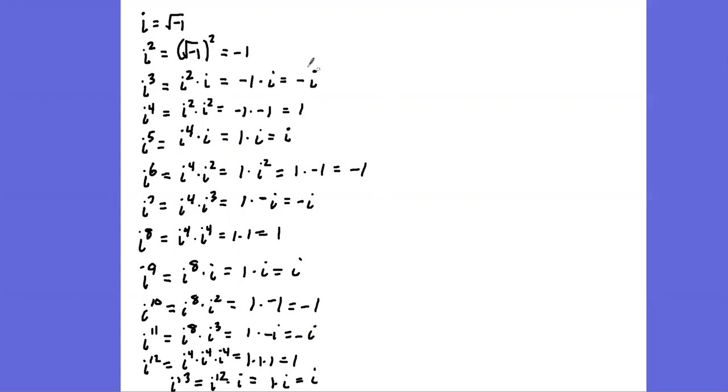So if the pattern didn't jump out at you here, let's make it very clear. Our first one was i. i squared was -1. i to the third was -i. i to the fourth was 1. i to the fifth was i. i to the sixth was -1. i to the seventh, -i. i to the eighth, 1. i to the ninth, i. i to the 10th, -1. i to the 11th, -i. i to the 12th, 1. And then i to the 13th, i went to i.